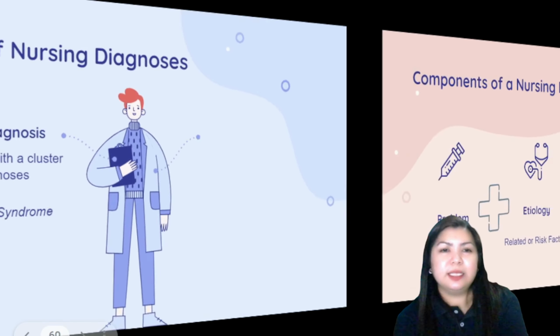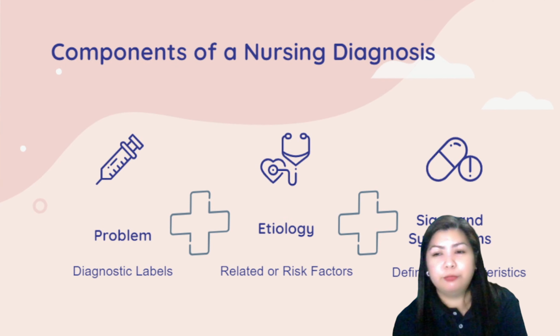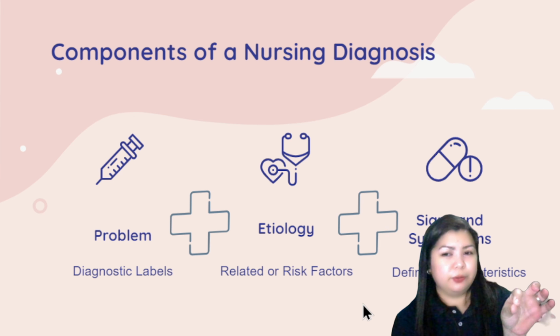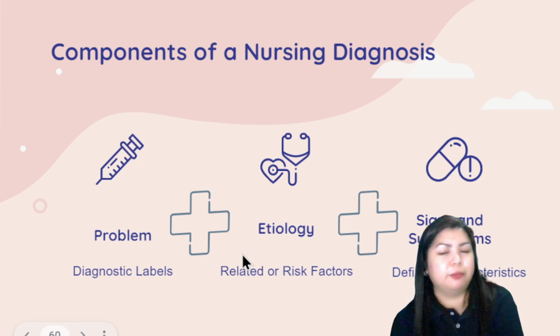Now let us proceed with the different components of your nursing diagnosis. Discussing them can help you write your nursing diagnosis properly. You have here the basic three-part statement. The basic three-part statement is composed of problem plus etiology plus signs and symptoms. So you would need to write the problem first, or your diagnostic label. We'll discuss them one by one later.